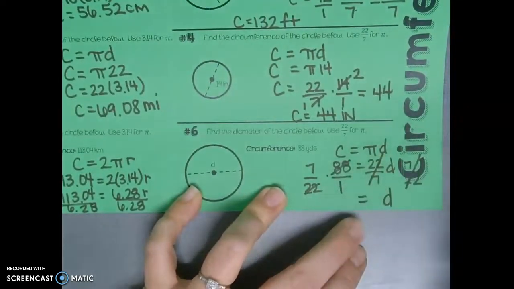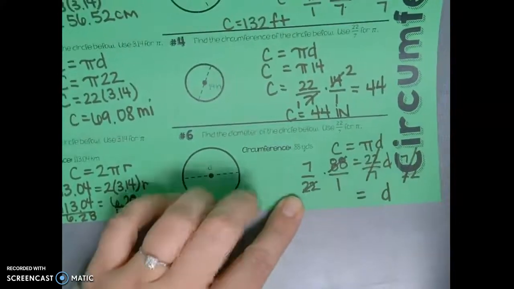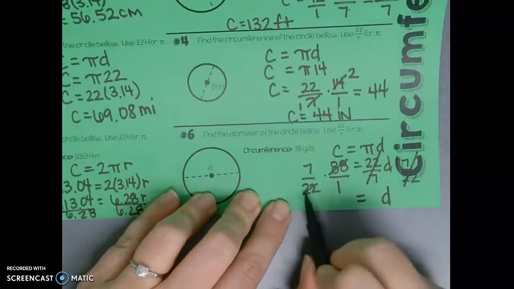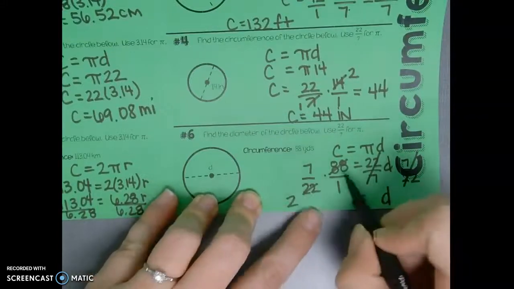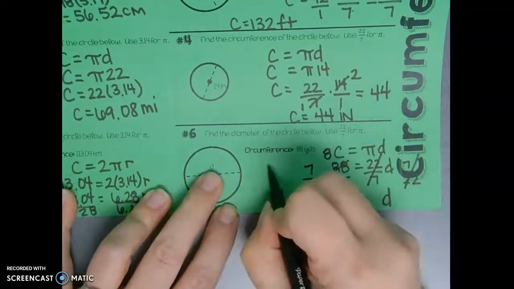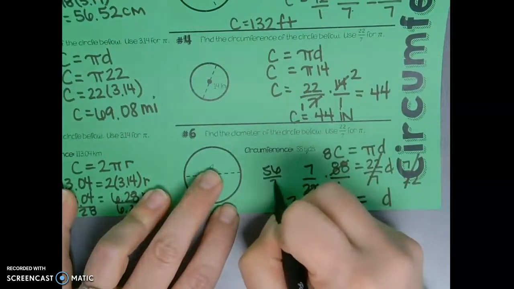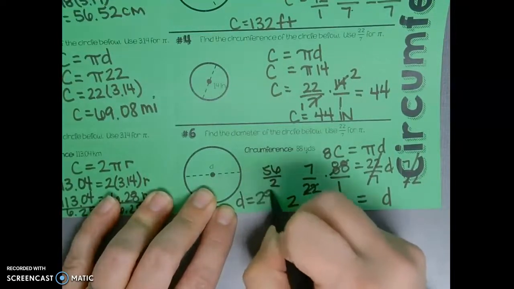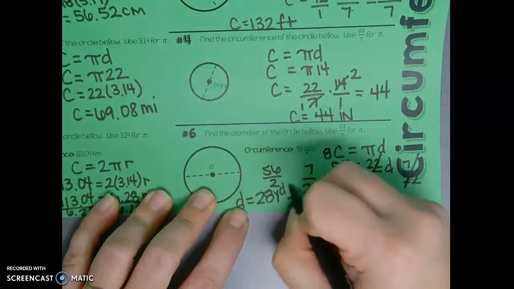I can simplify here. Both of those numbers are divisible by, I'm sorry, not by 18, by 11. 22 divided by 11 is 2. 88 divided by 11 is 8. So 7 times 8 is 56 divided by 2. So our diameter is going to be 28 yards.